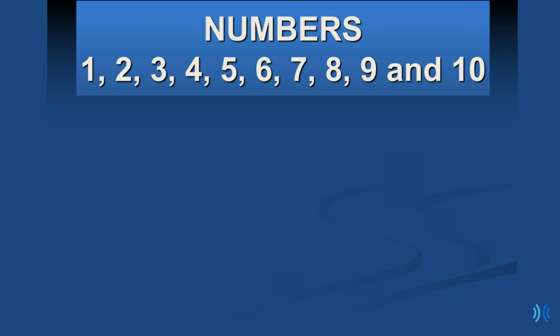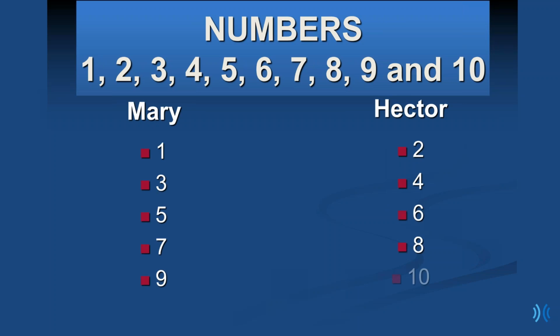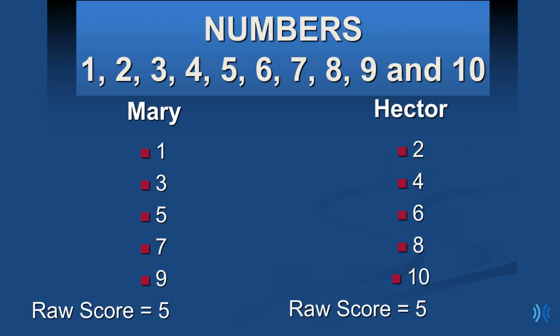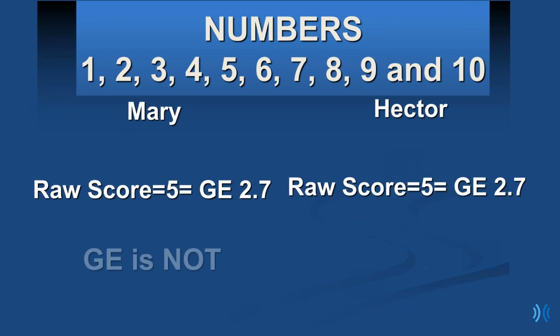Let's take a look at the numbers 1 through 10. Mary knows the numbers 1, 3, 5, 7, and 9, while Hector knows the other numbers. The thing is, they both have the same raw score. When you're figuring grade equivalence, it's that raw score that's put into a calculation that determines the grade equivalency.